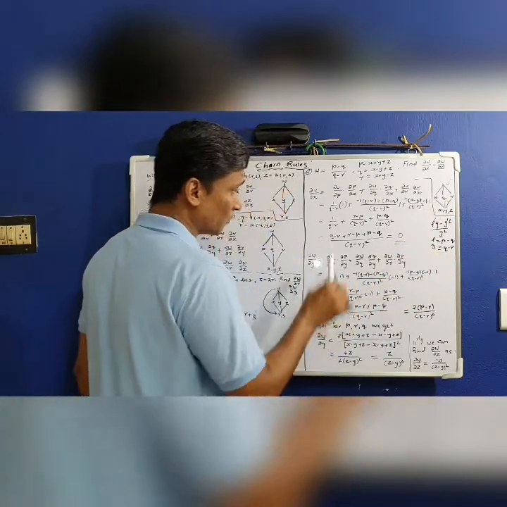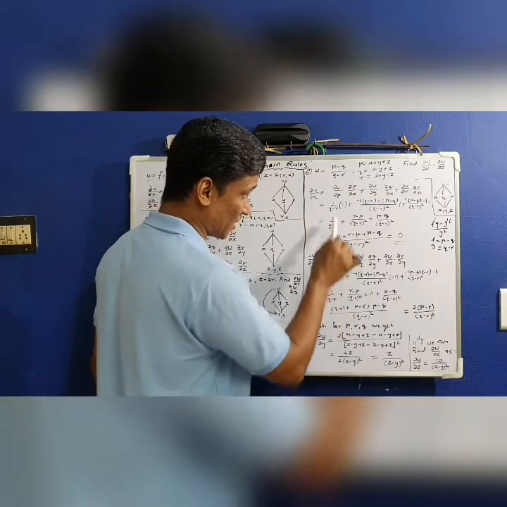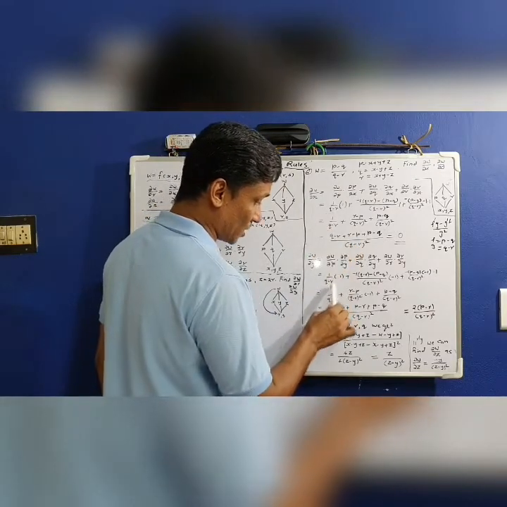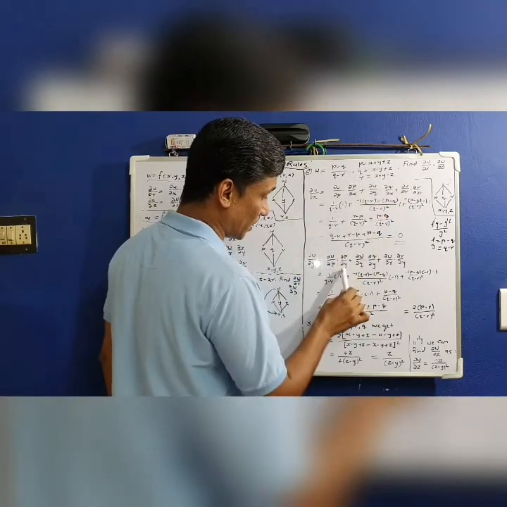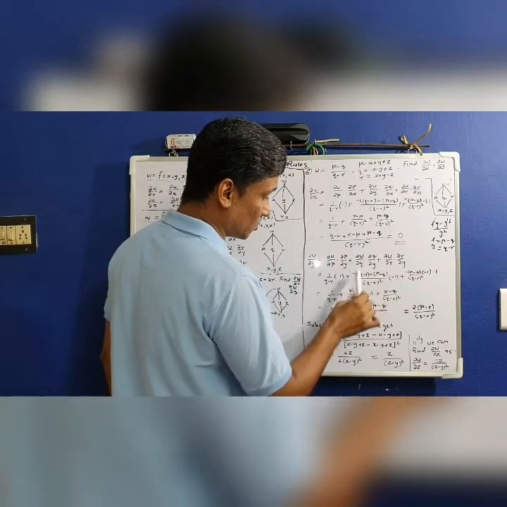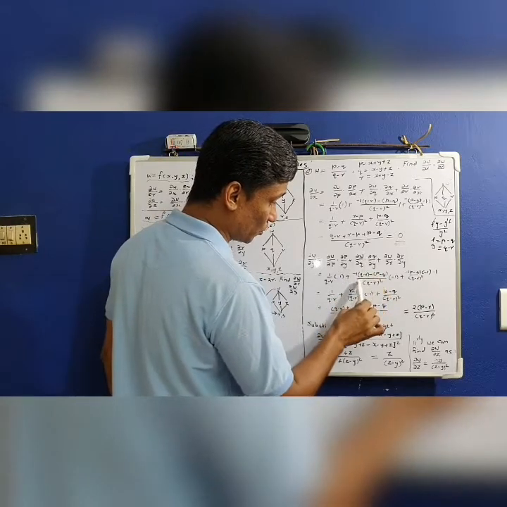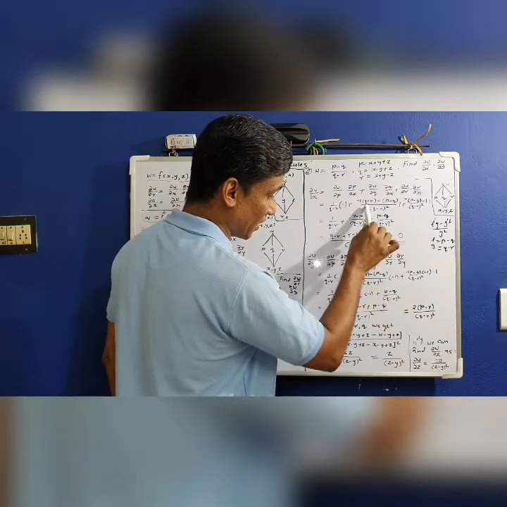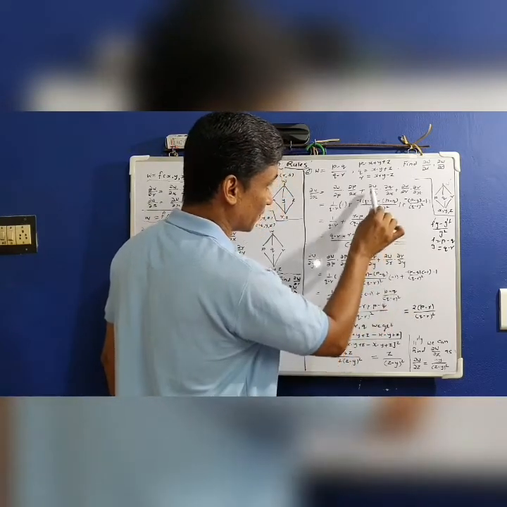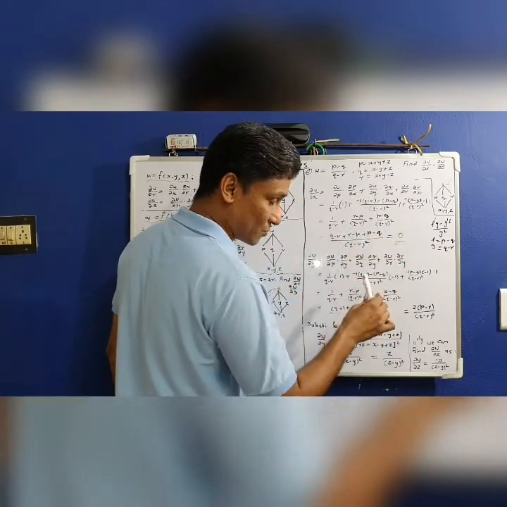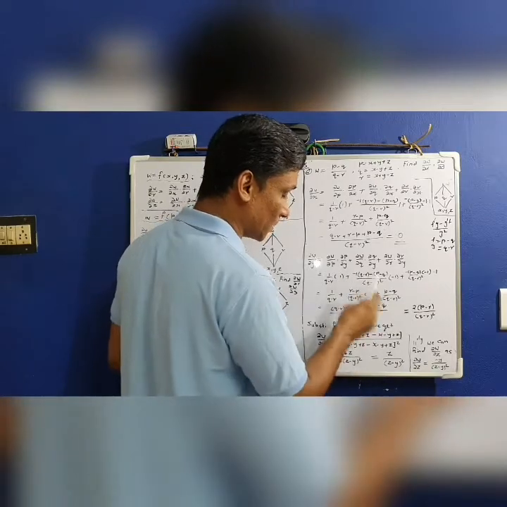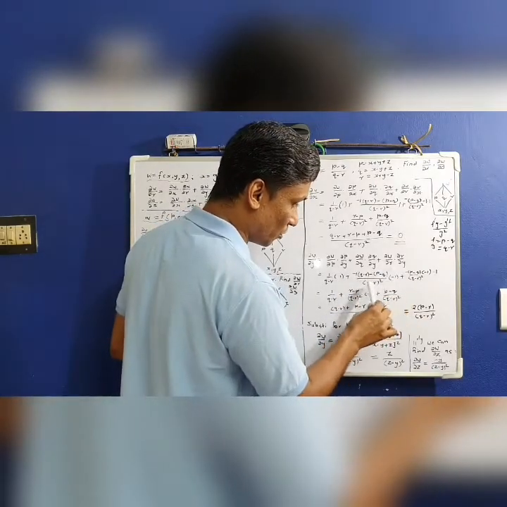Now, ∂w/∂p is 1 by (q minus r), we have found out here. ∂p/∂y is 1. Now ∂w/∂q, in a similar fashion, you get the same answer, so I am not repeating the explanation. So this is my ∂w/∂q.